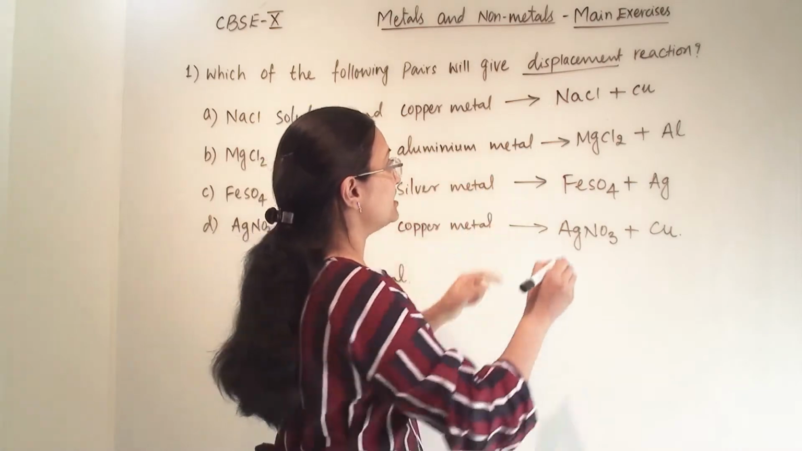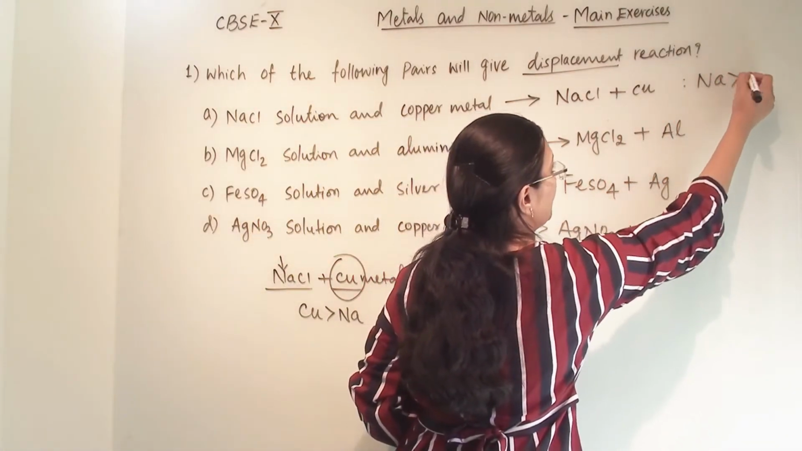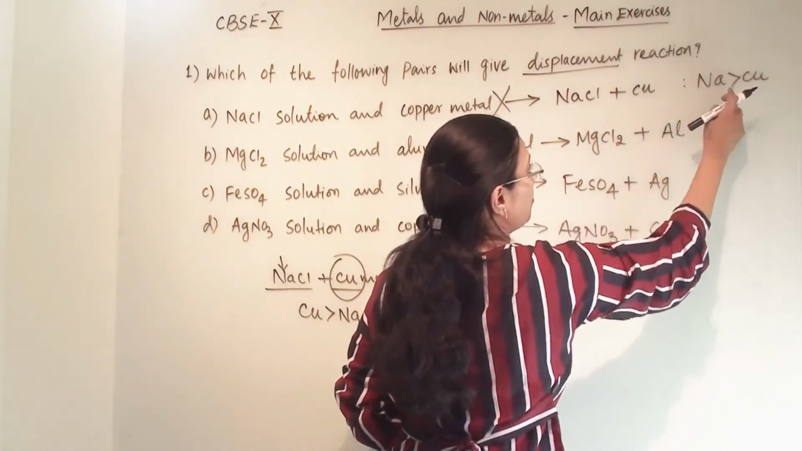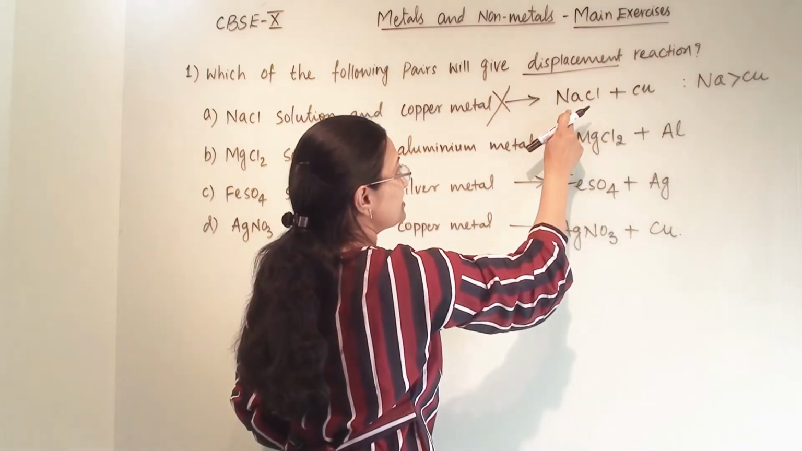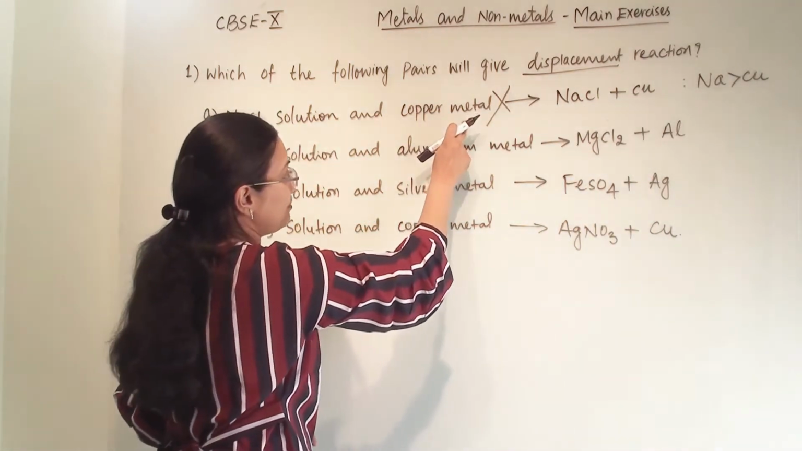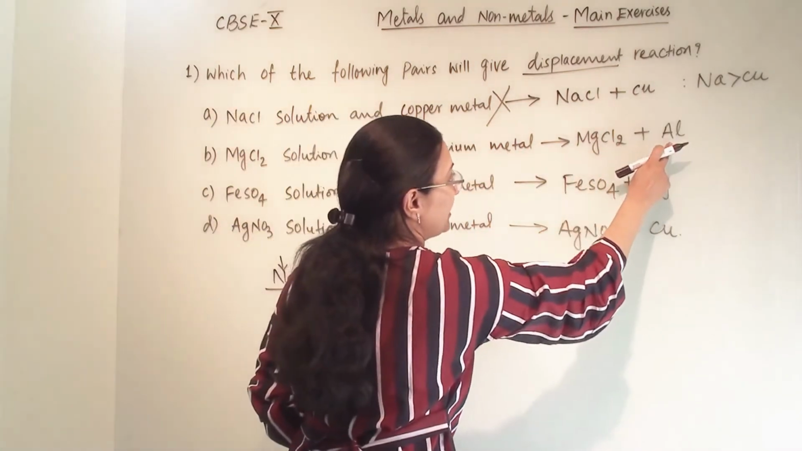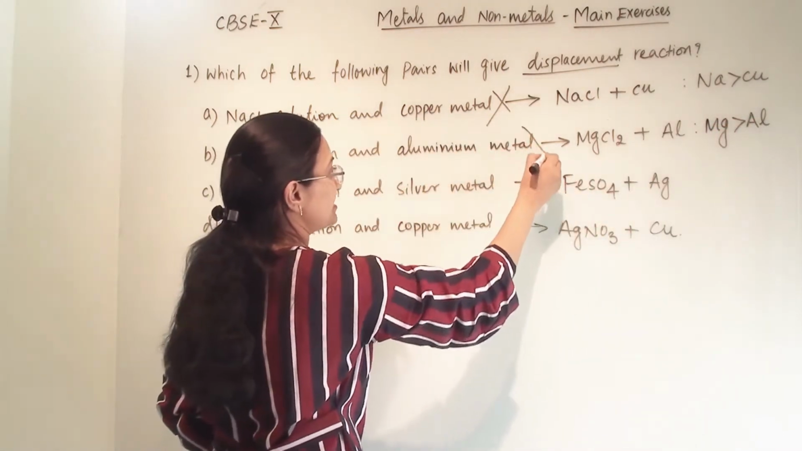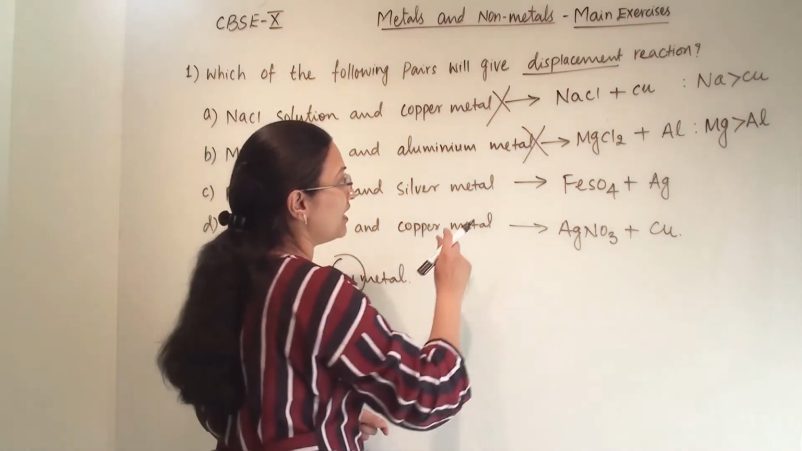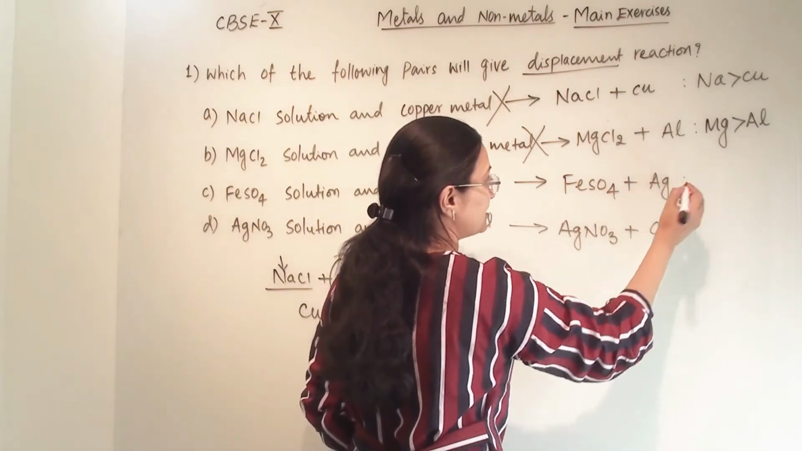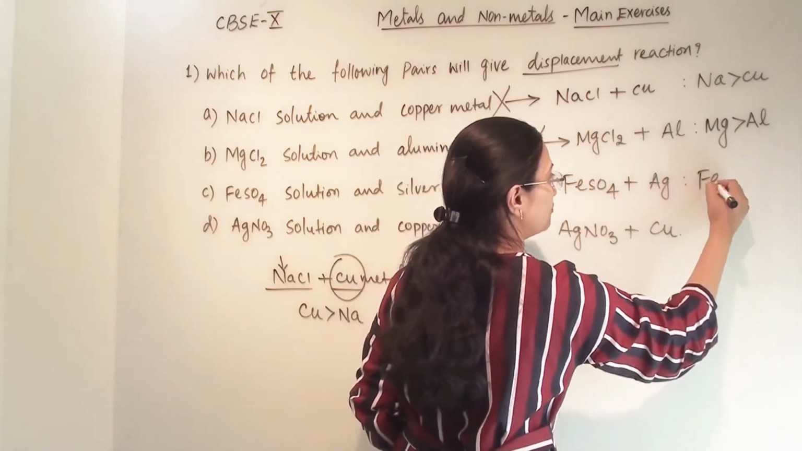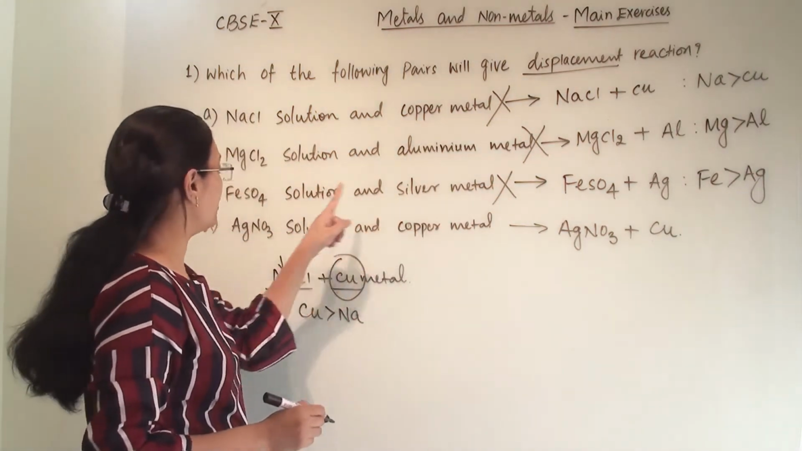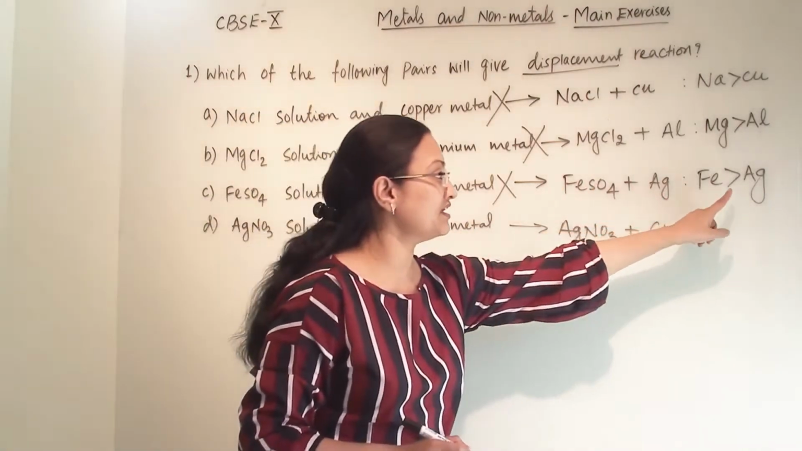So in the first case, sodium is more reactive compared to Cu. So this reaction cannot take place. Sodium is more reactive compared to copper, so copper cannot displace sodium. Then MgCl2 and Al. Here also magnesium is more reactive compared to Al. So this displacement will also not happen. Then FeSO4 and Ag. Iron is more reactive compared to silver, so this reaction also will not happen. Silver cannot take the place of iron because iron is more reactive compared to silver.